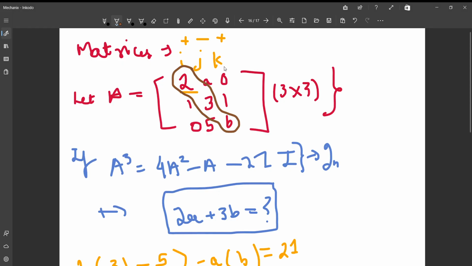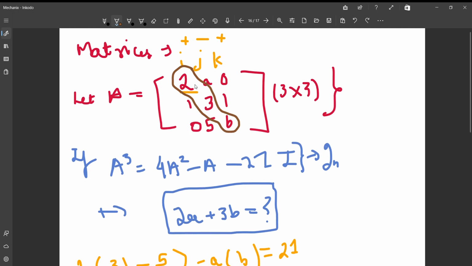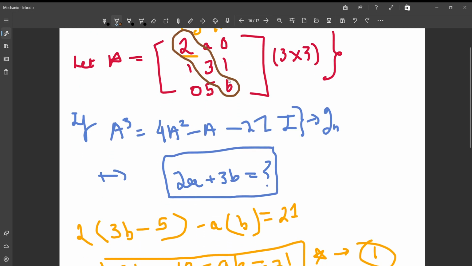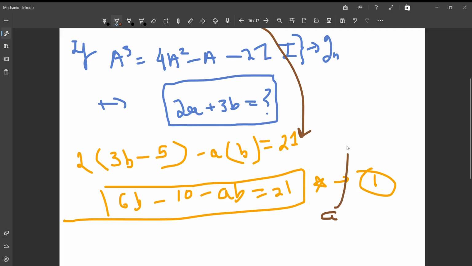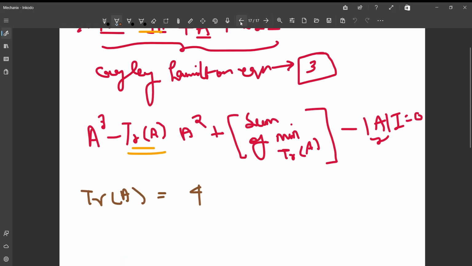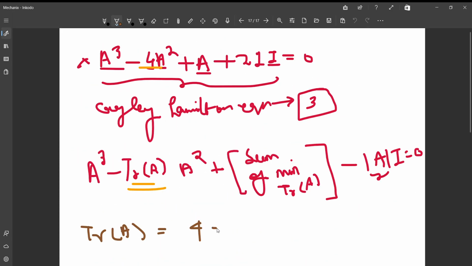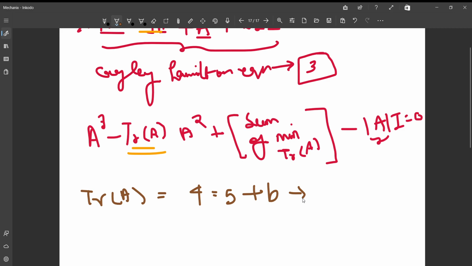Now you might ask, why not the other diagonal? That diagonal also kind of makes sense, but the thing we want to find is the value of b, since the question asks for 2a plus 3b. Using this diagonal, you can easily figure out the value of b, plug it in the equation, then find the value of a and use it to find the required quantity. What we get is 4 equals 5 plus b, and this gives us b is negative 1.